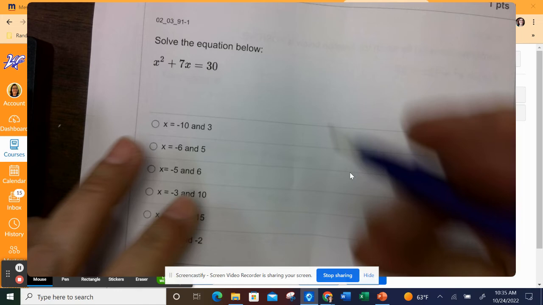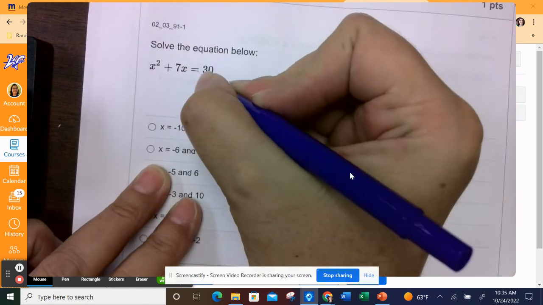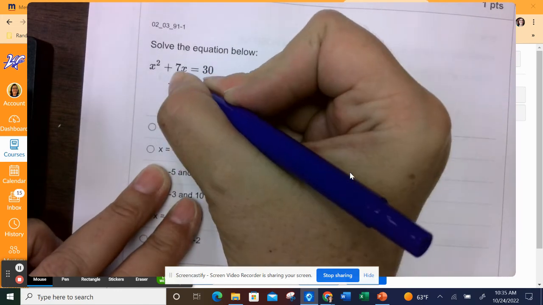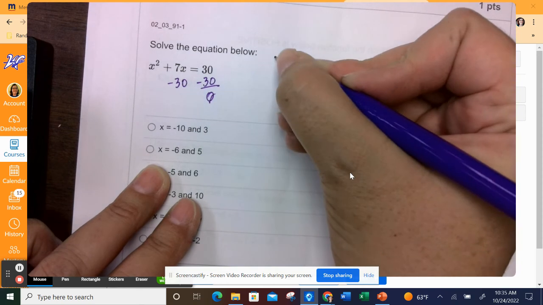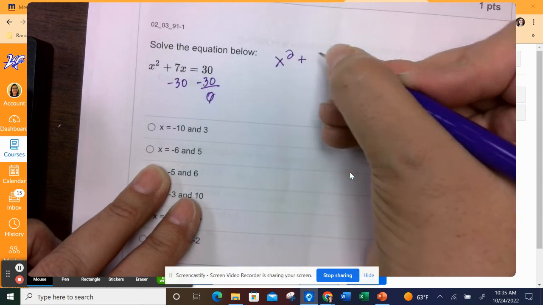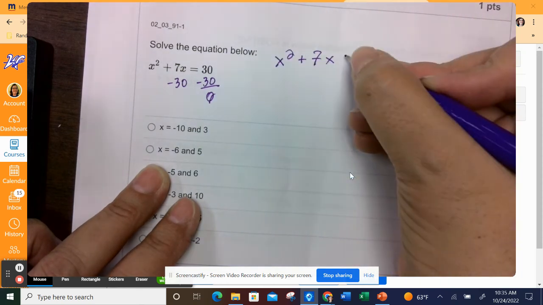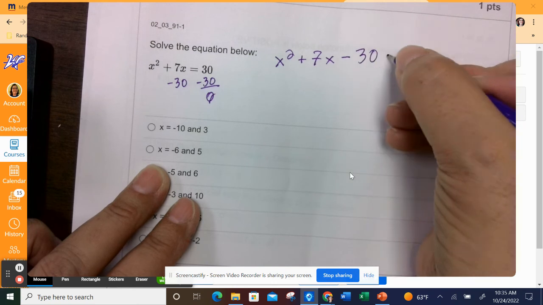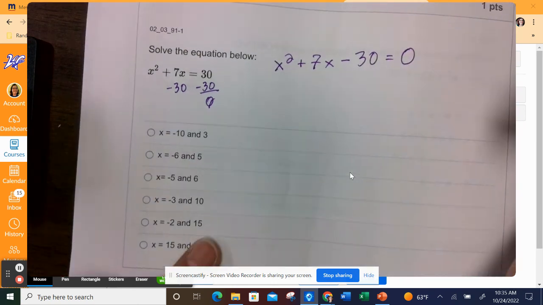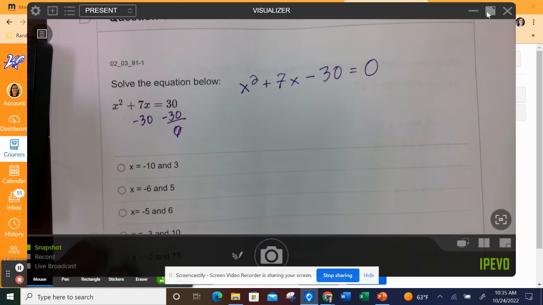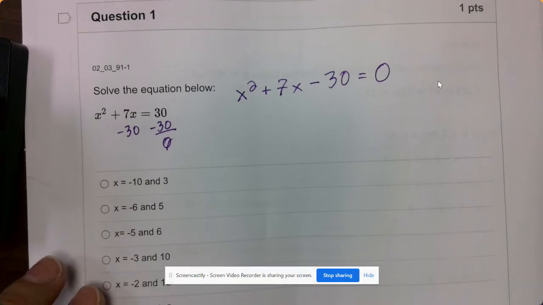Okay, so everybody, you do need to set it equal to 0. So we're going to subtract negative 30 from each side. So we're going to get x squared plus 7x minus 30 is equal to 0. So you can solve it two ways, everybody. You can either put it in the graphing calculator or you can factor it.